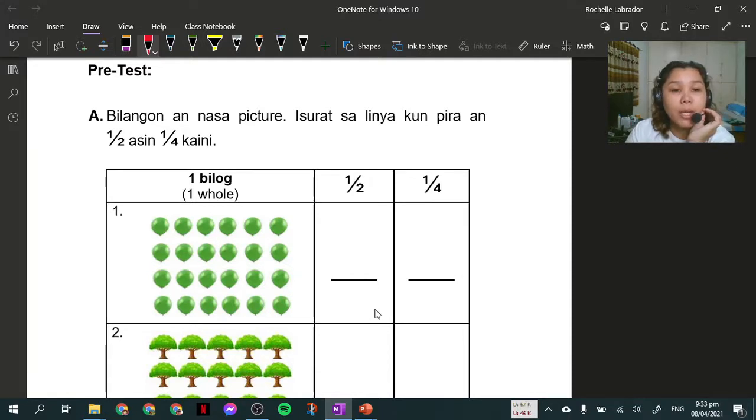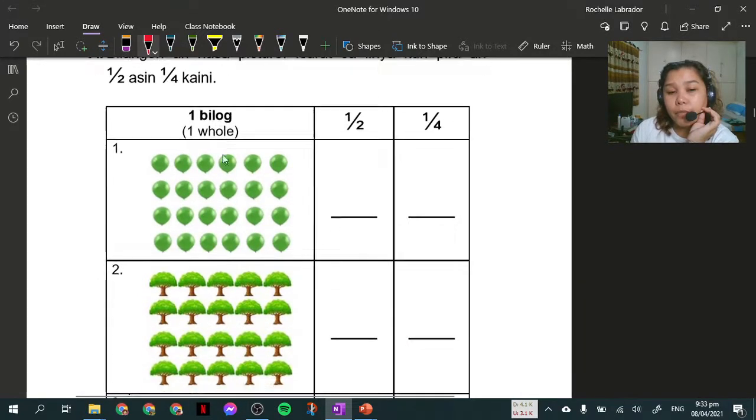count what is in the picture. Write the 1/2 and the 1/4 of it. So, the figures or the objects on this set will be helpful for you to find what is 1/2 of this and then 1/4 of this. So for number 1, imagine this is 1 whole, so one set, but you have to divide this into 2 groups. So, what is 1/2 of this?